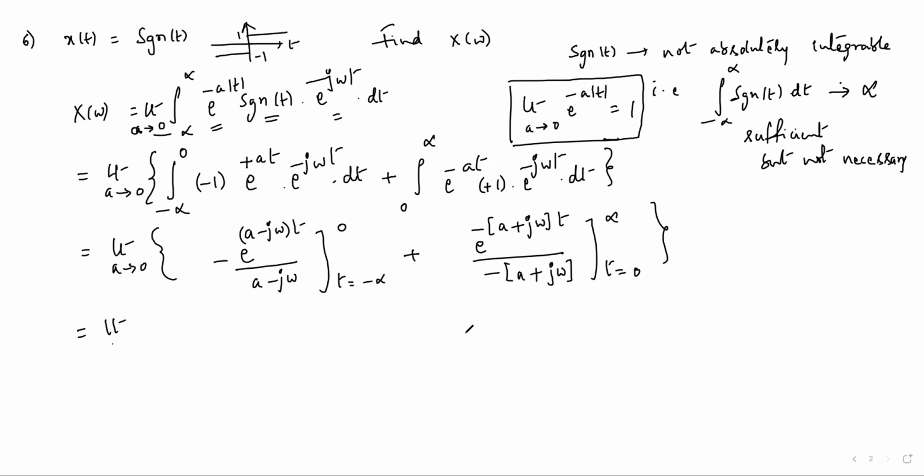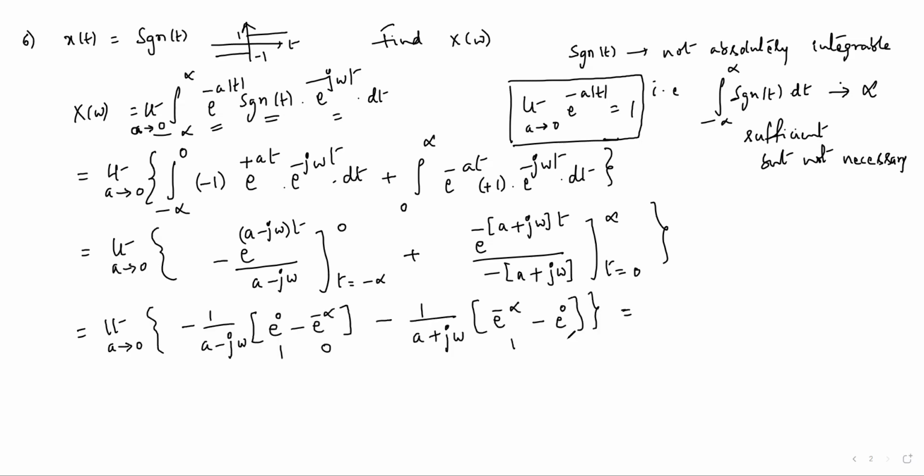Let us expand this equation. Here it is: e power minus infinity is 0, e power 0 is 1. Right. Let us proceed. Limit a tending to 0. So the first term is minus 1 by a minus j omega. In the second term, minus 1 is there, and also here minus is there, so minus minus plus 1 by a plus j omega.